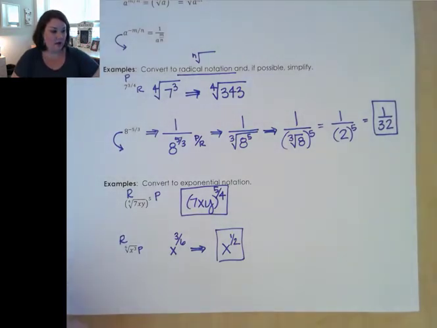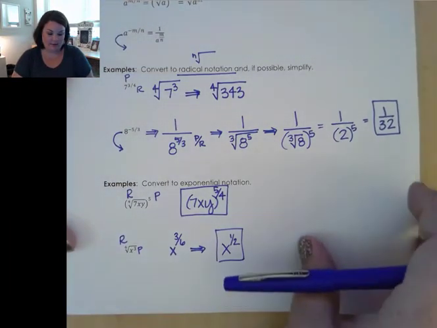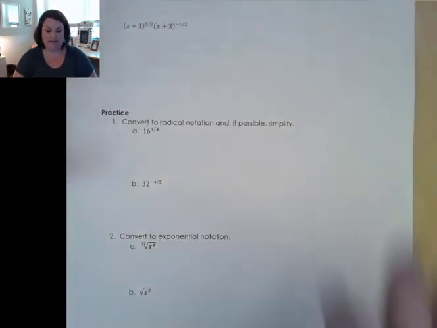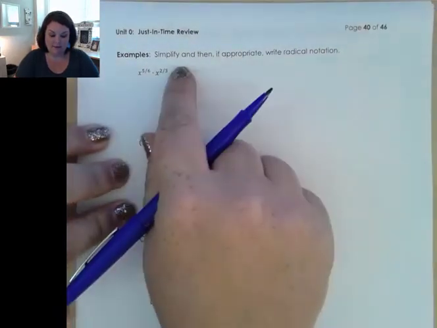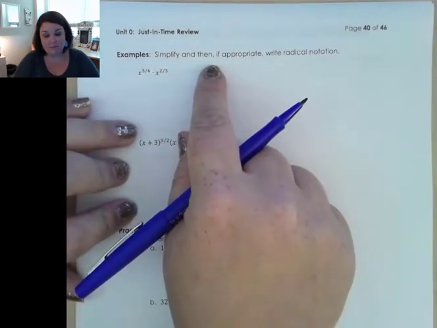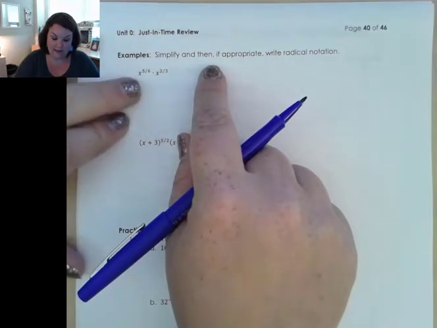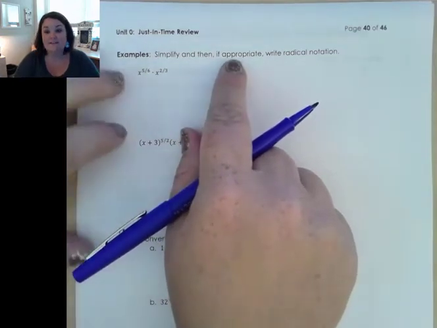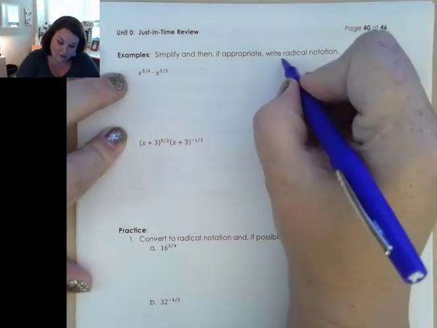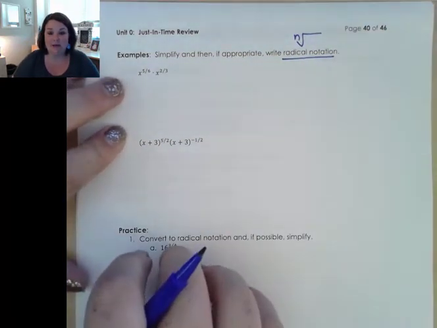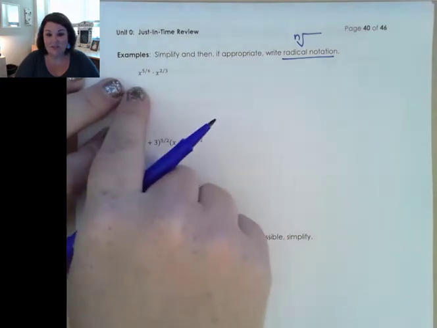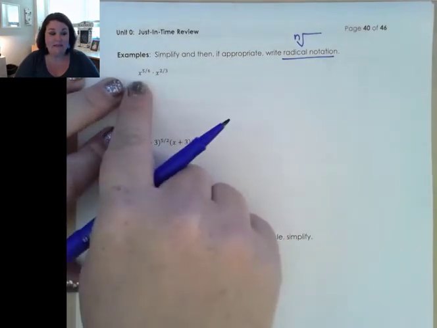Okay. All right, let me show you one more problem type and then I'll have y'all try some. Okay. So let's look at the examples at the top of page 40. It says simplify and then, if appropriate, write radical notation. Okay, so not always going to be appropriate, but if appropriate, we want to go ahead and leave our solution in radical notation. Okay, so we're not in radical notation yet, so let's go ahead and simplify this.